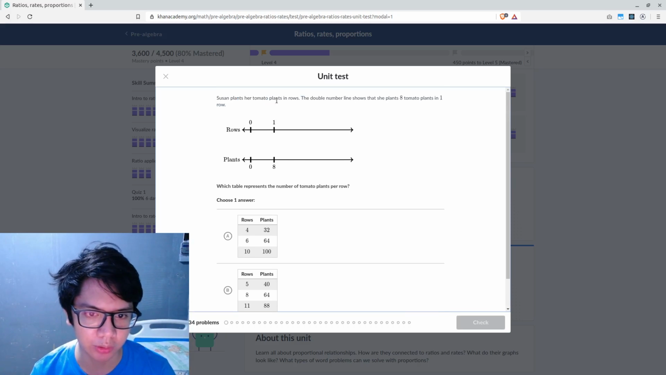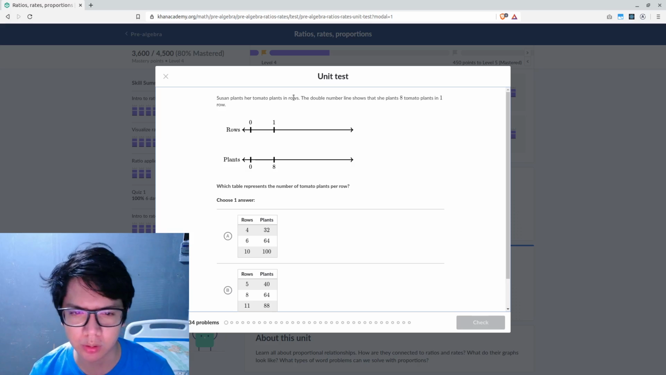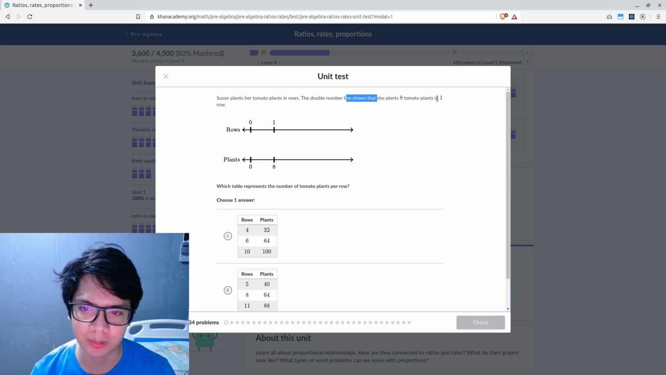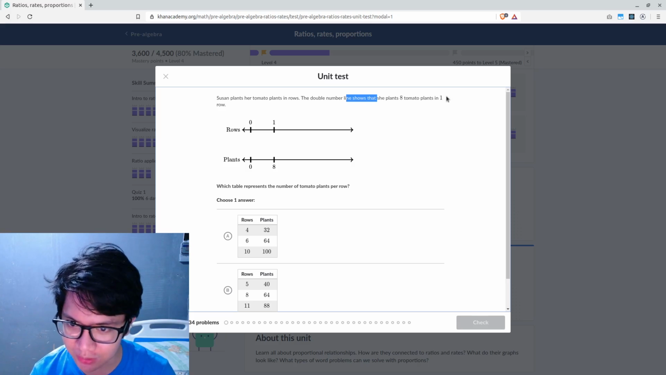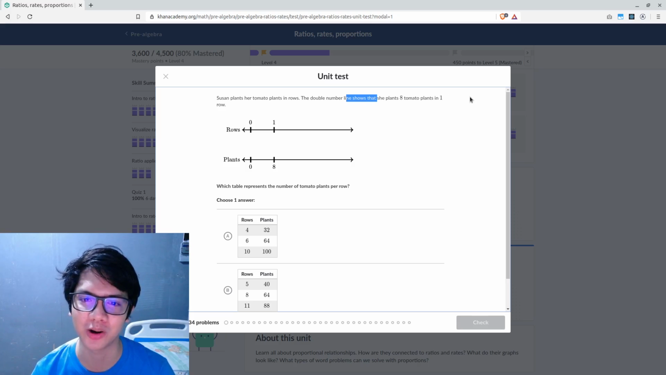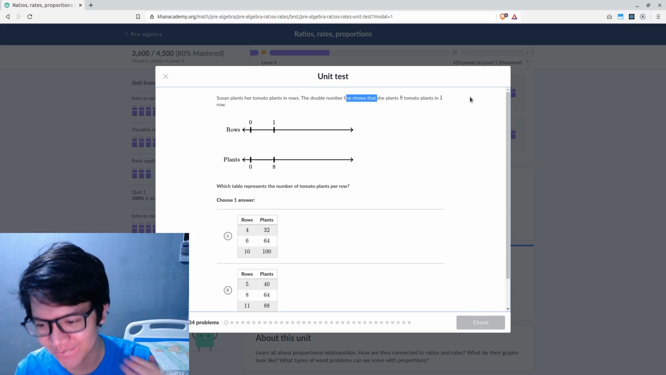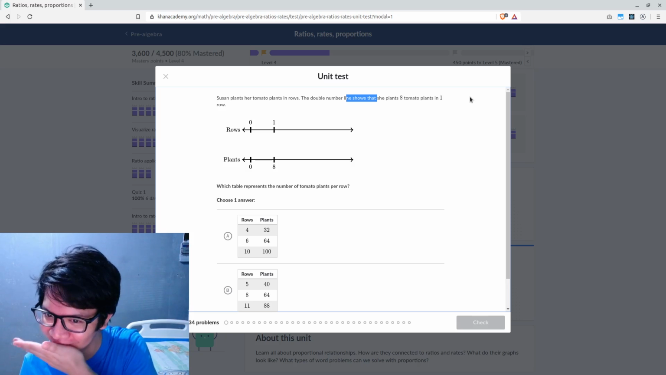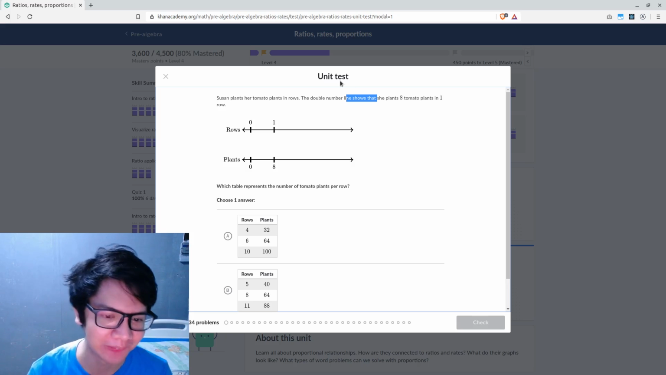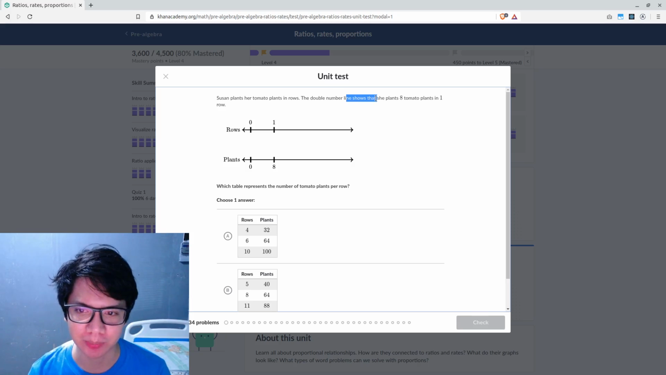Susan plants her tomato plants in rows. The double number line shows that she plants 8 tomato plants in one row. Wait, what? Oh, yo, it's sick. Oh my god, my saliva or something. Oh my god, I'm disgusting. The double number line shows that she plants.